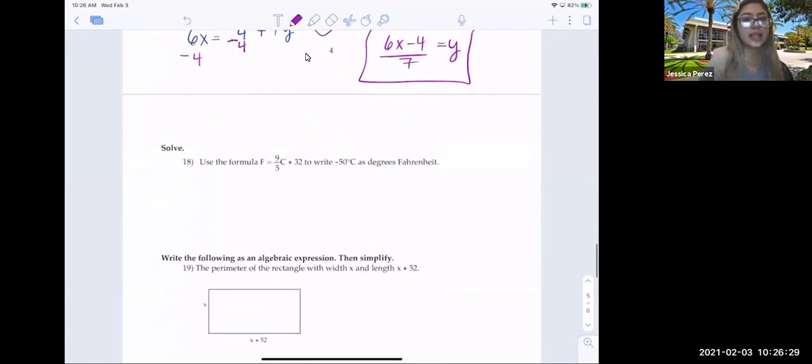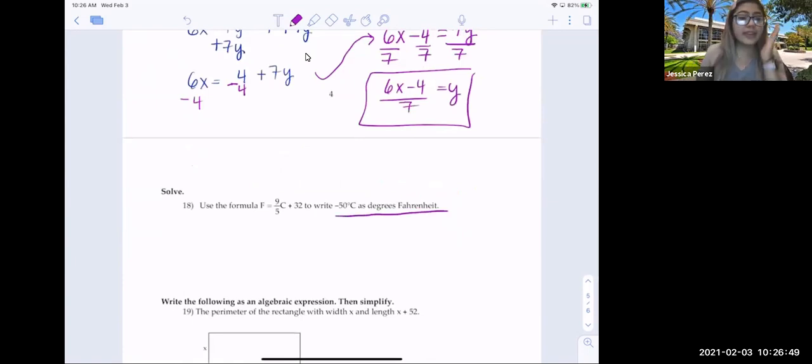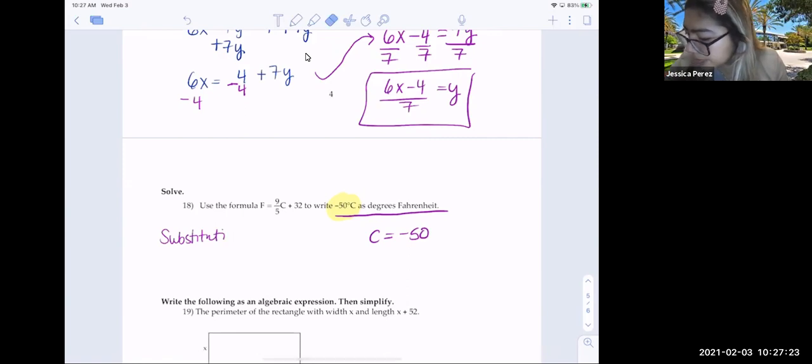In 18, we have this question. It says, use the formula F equals 9/5 C plus 32 to write negative 50 Celsius as degrees Fahrenheit. They're already giving us the formula of an equation. So what are we doing? We're converting. They're giving us a function for Fahrenheit and we have Celsius. We know what C is. Big C is equal to negative 50. That's what we know. So all we're doing is substitution. Wherever we see a C, we're going to put negative 50. So we'll just substitute.